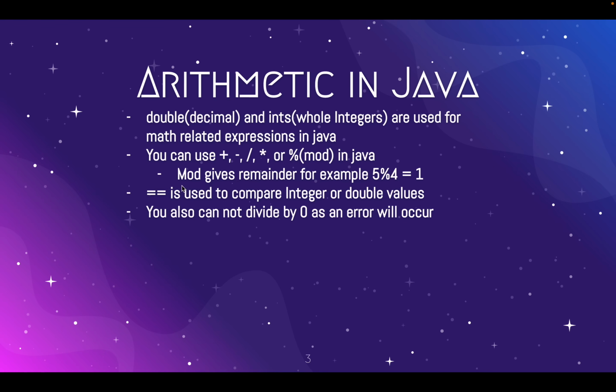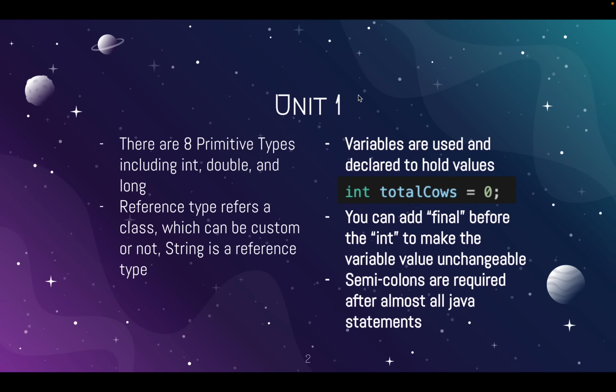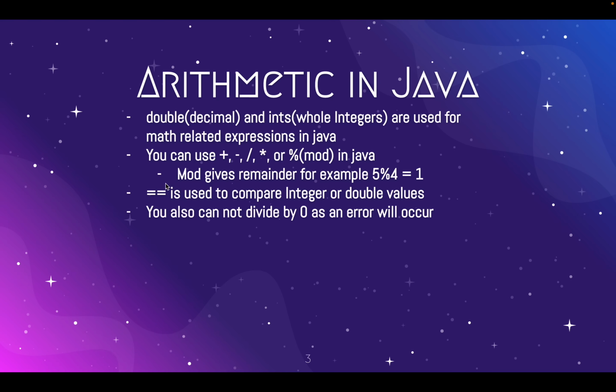And for integers and double values, and even booleans and characters, you can use equal to compare the values, like this is checking if the values are equal or not. Going back for a sec, you know how you use the equals sign? To compare, you need to use double equals. And you cannot divide by 0 as an error will occur.